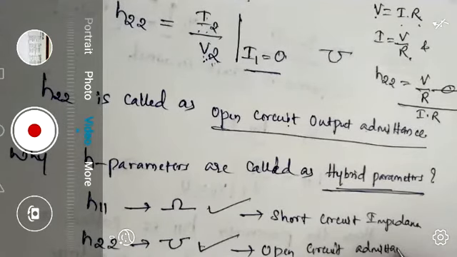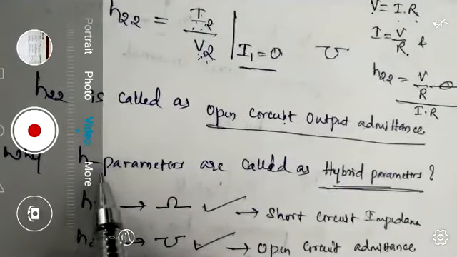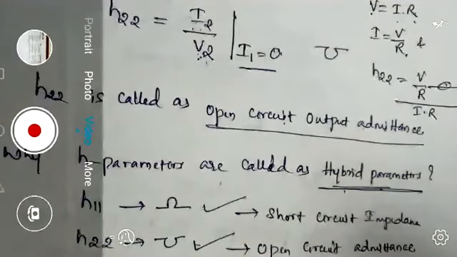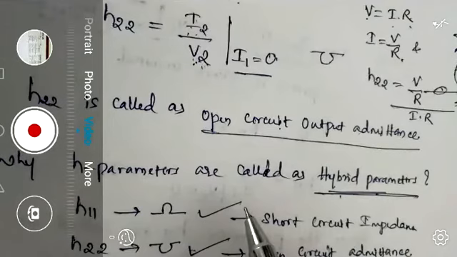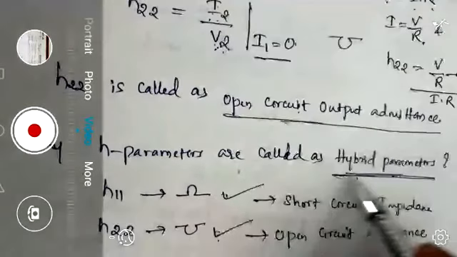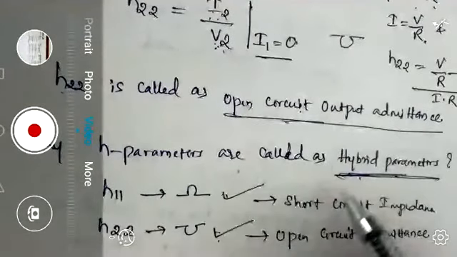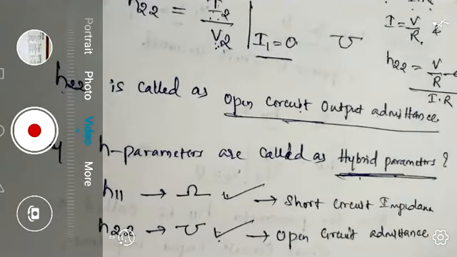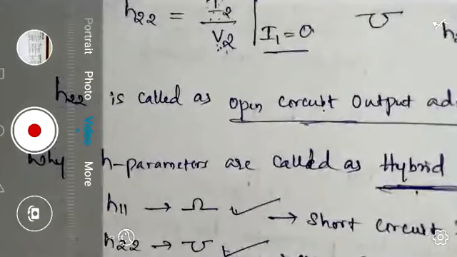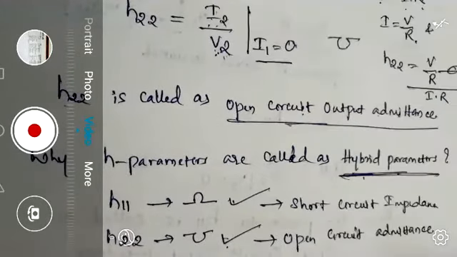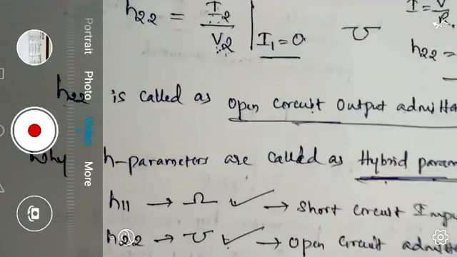So why are H parameters called hybrid parameters? The answer is, all the H parameters have different units such as ohm and mho. Because of that reason, H parameters are called hybrid. Hybrid means mix. So the next concept is, let us discuss the equivalent circuit of a two-port network in terms of hybrid parameters.